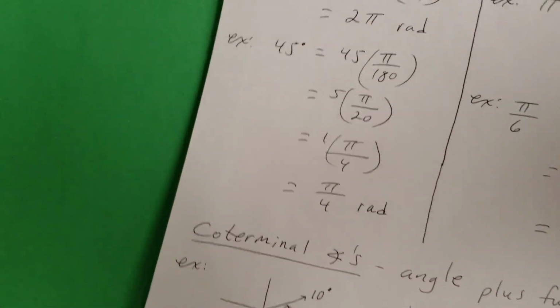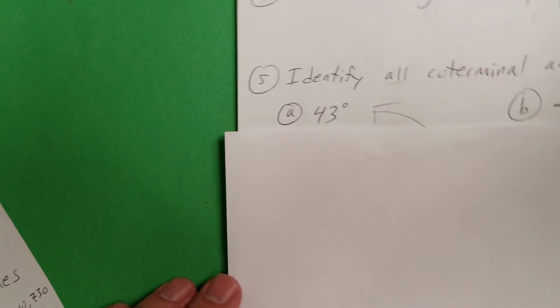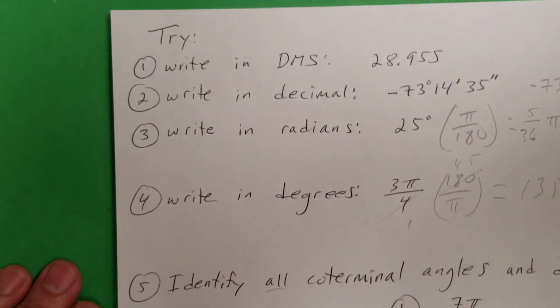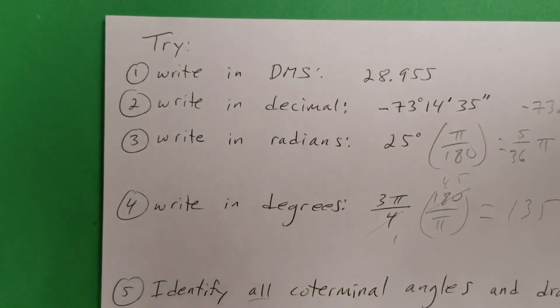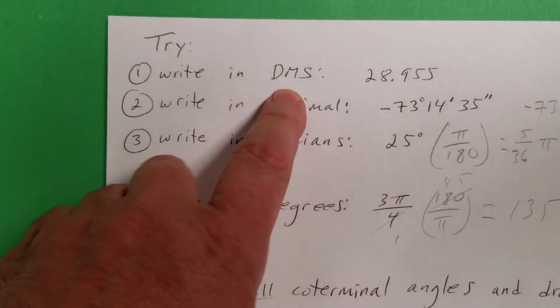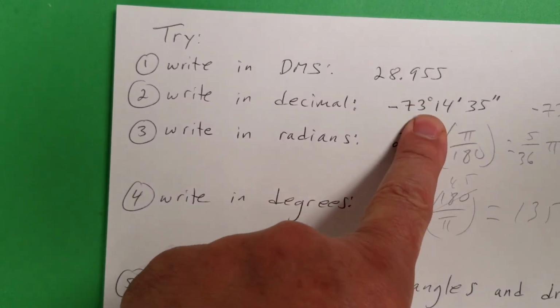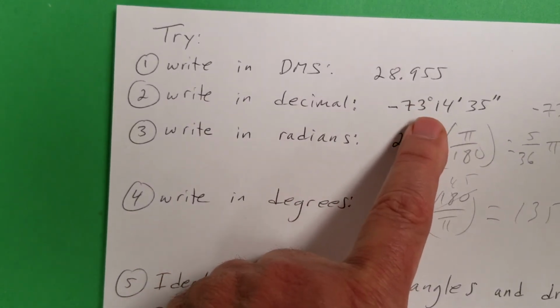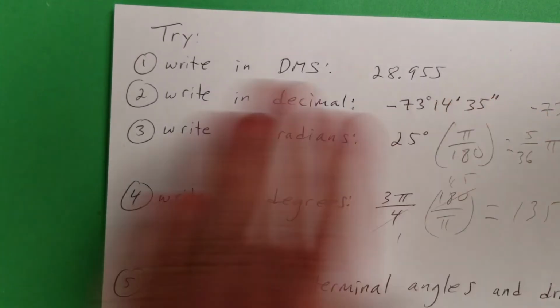So let me leave you for part 1 with some try problems. Okay, so when I see you in class, write in DMS. So here's a decimal, change it to DMS. Write this as a decimal. It's DMS now, write it as a decimal. Oops, that's the answer.